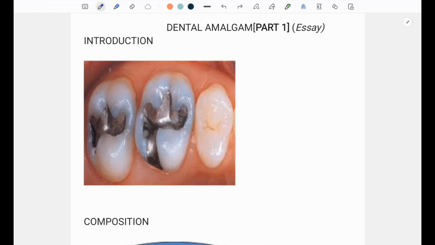Hi friends, today we are going to see an important essay usually asked in university examinations, the dental amalgam. Introduction: dental amalgam is an alloy which contains mercury in it. In this picture we can see a typical dental amalgam restoration. Here we have a lingual extension of the dental amalgam restoration.